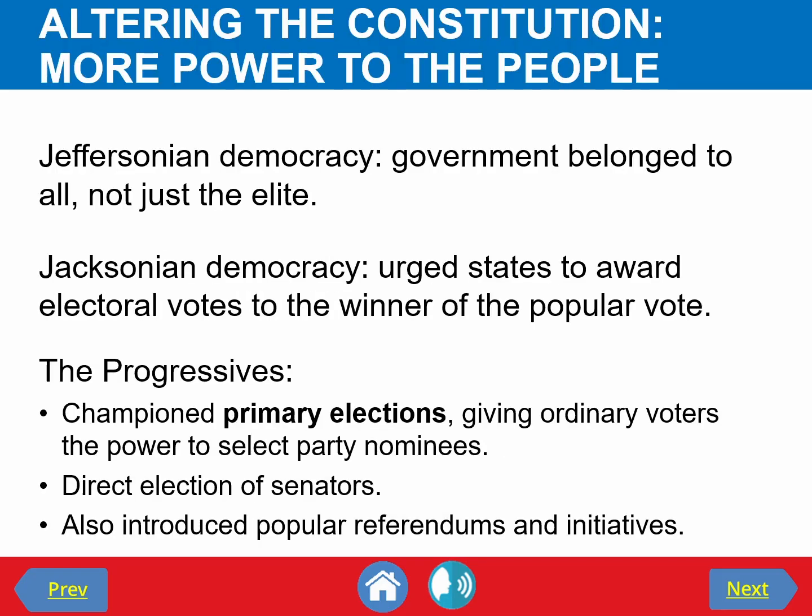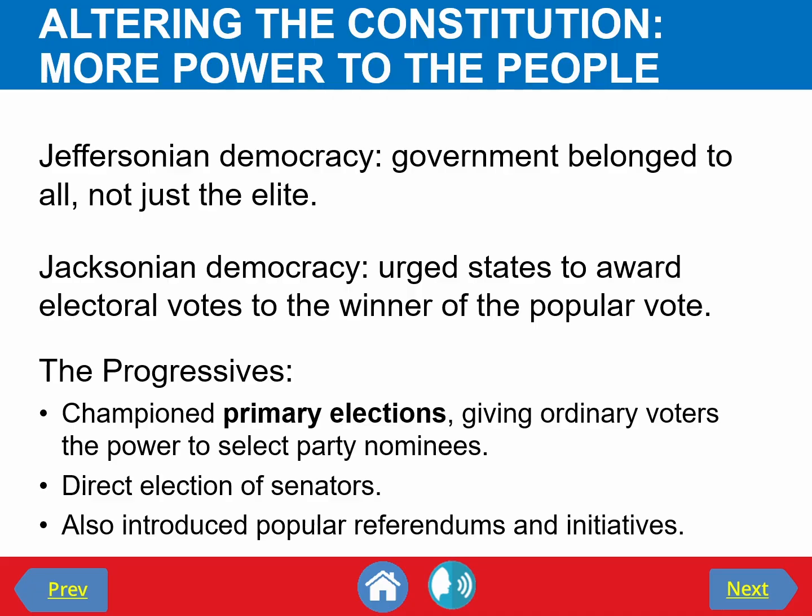Two types of democracy have arisen since the signing of the Constitution. And because of the actions of the presidents to which these forms of democracy are associated, we call them Jeffersonian democracy, where government belongs to all, not just the elite, and Jacksonian democracy, which urged states to award electoral votes to the winner of the popular vote, yet is also known for favoring that same elite by way of pork barrel policies and unconstrained federal hiring based on favoritism rather than merit.